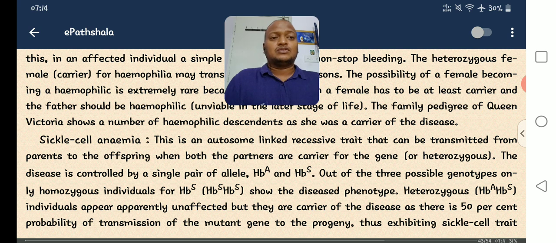Earlier we discussed autosomal dominant: if one parent is affected and the other parent is normal, some of the children are affected. Dominant means only a single gene is present and it is phenotypically expressed. But for autosomal recessive disorders, two genes are required for phenotypic expression.